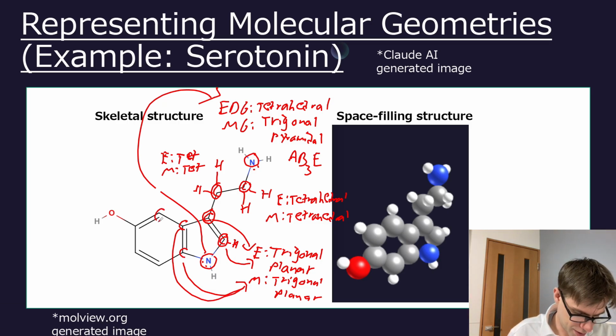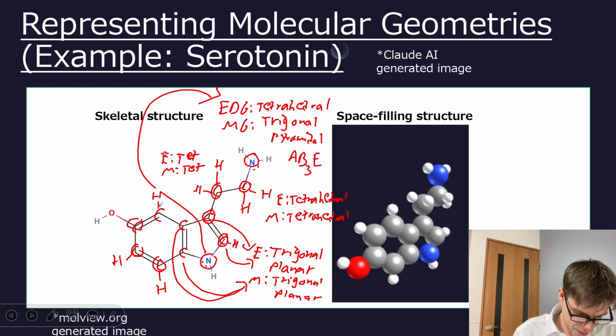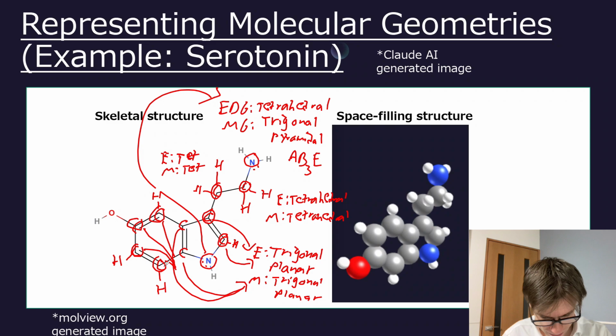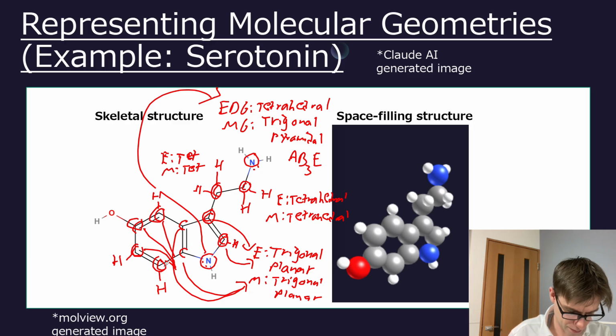We've got more carbons here. 1, 2, 3, 4. If you count carefully and count all the hydrogens that are attached, they have 4 bonds, no lone pairs. So we can group essentially all of these as the same label. Trigonal planar geometry. AB3.